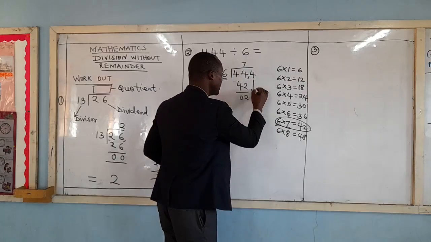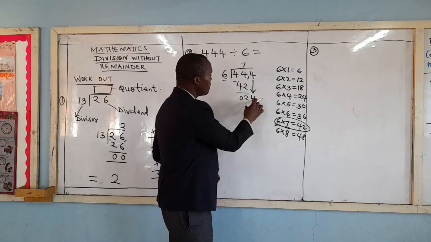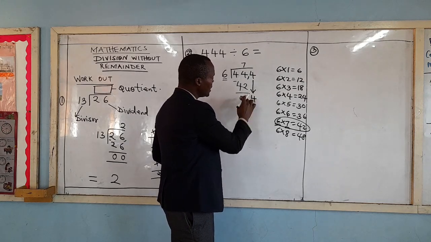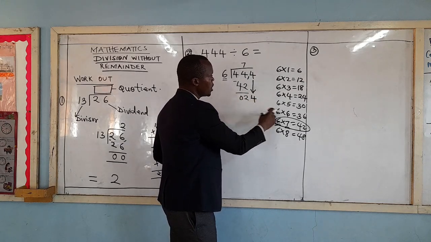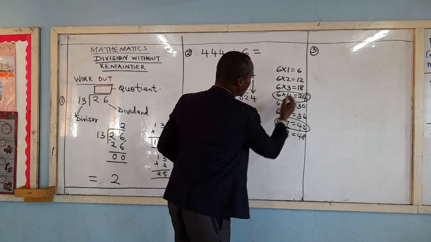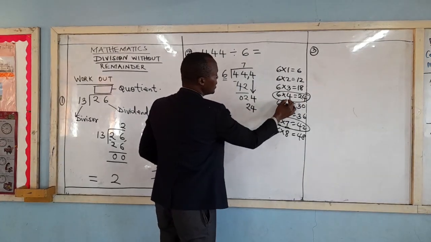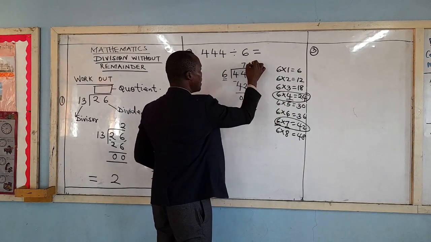So you drop this 4. Then you will realize that the new number that you have formed down here is 24. You now look for 24 here. You realize that 24 is here. So our 24, we write it down here. Then this 4, we write it above.